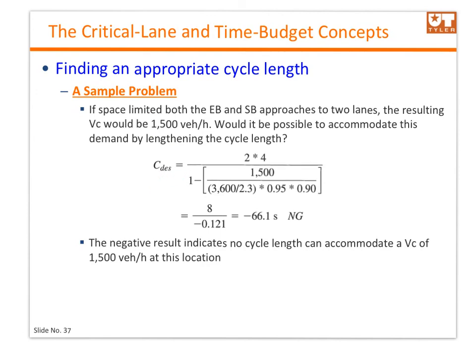So C desirable now is going to be 2 phases times 4, which is the total lost time, over 1 minus 1500, instead of 1200, over 3600 over 2.3, the saturation headway. The peak hour factor is the same, 0.95, and V over C is 0.9. And guess what? The desirable cycle length now is negative. That means it's no good. The negative result indicates that no cycle length can accommodate the new VC of 1500 vehicles at this location. We cannot do it.